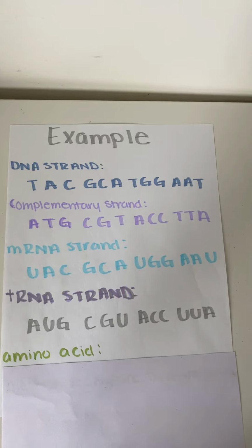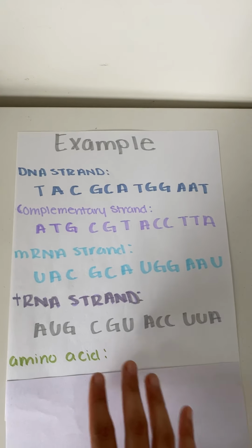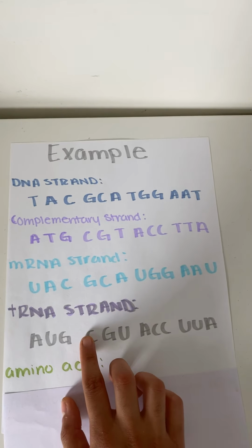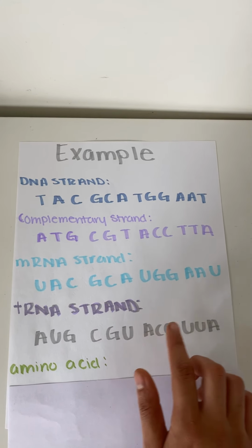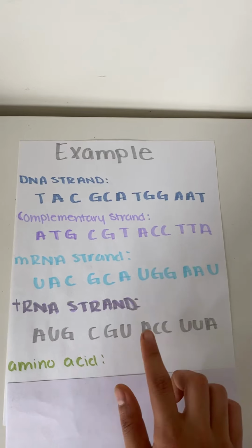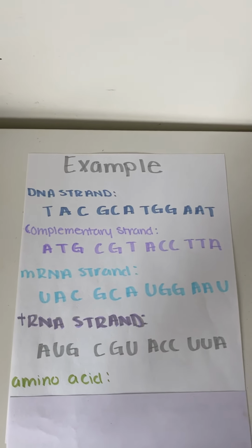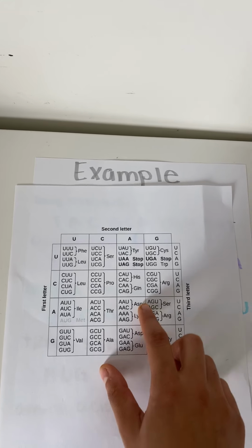So you will use the amino acid chart to find the amino acids in all of these codons. A codon is every 3 letters, so AUG, CGU, ACC, and UUA. In this strand, there's 4 codons. The chart will look something like this. There's also one that has a circle, but in this case, we'll be using the square one, right? So we will put this on top.